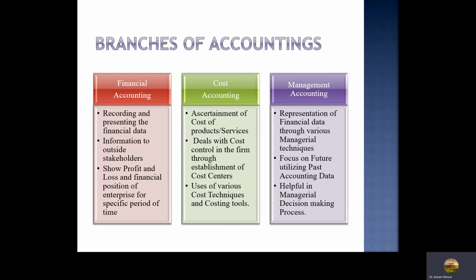What does financial accounting do? Financial accounting records and represents the financial data to provide information for outside stakeholders such as government, equity shareholders, debenture holders, and other creditors. Financial accounting shows the profit and loss of the firm for a specific period and the actual financial position of the company for a particular date.